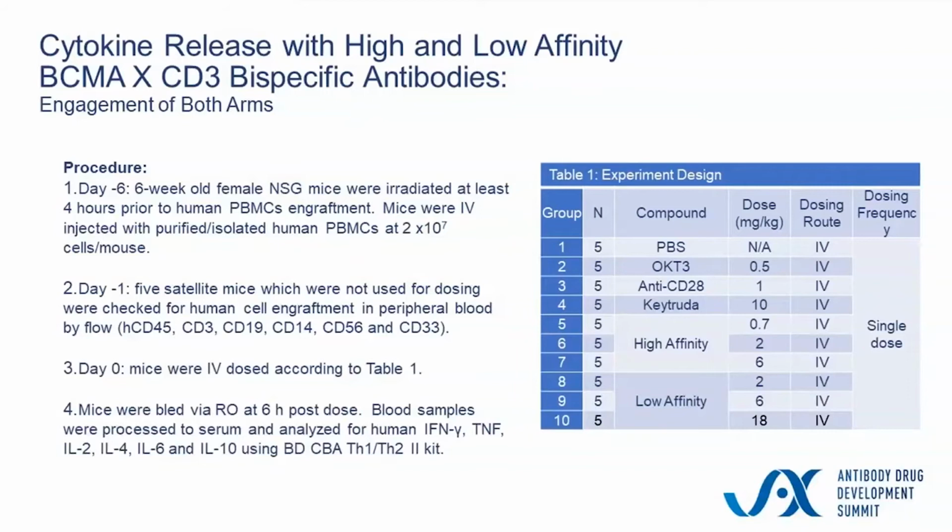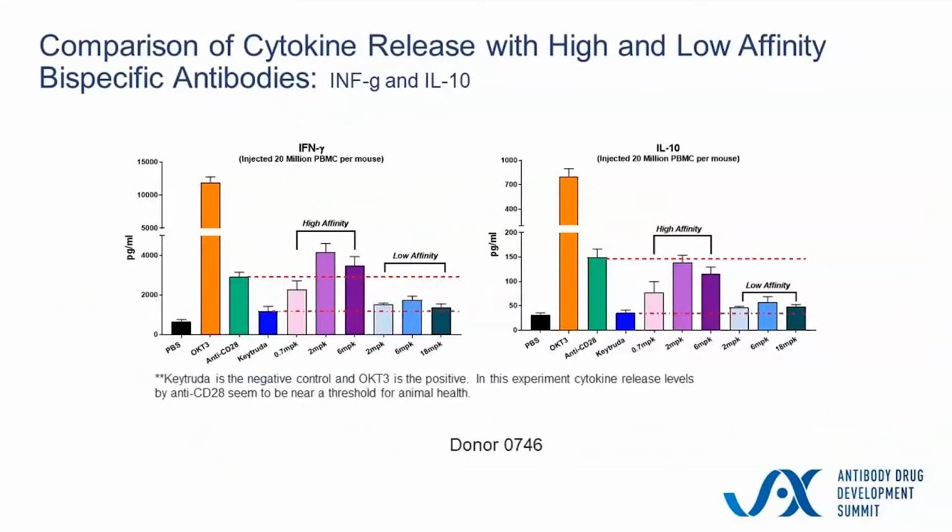Then we have high affinity and low affinity antibodies targeting BCMA, so the BCMA CD3 bispecifics. We use 3 different doses for the high affinity: 0.7, 2, and 6 mg per kg. For the low affinity, we actually went higher. We used 2, 6, and 18. And we wanted to evaluate these drugs for cytokine levels of CRS.